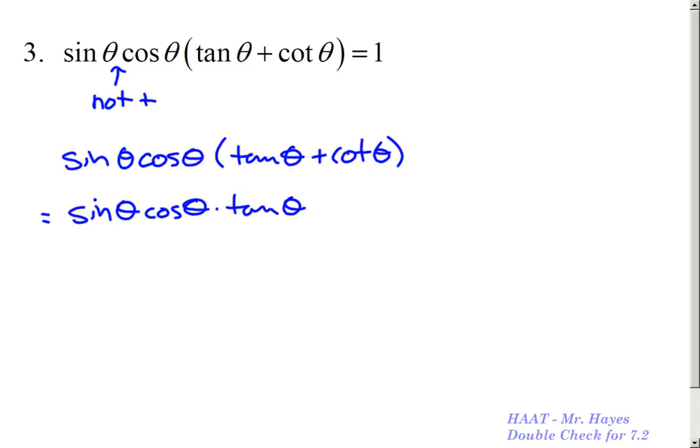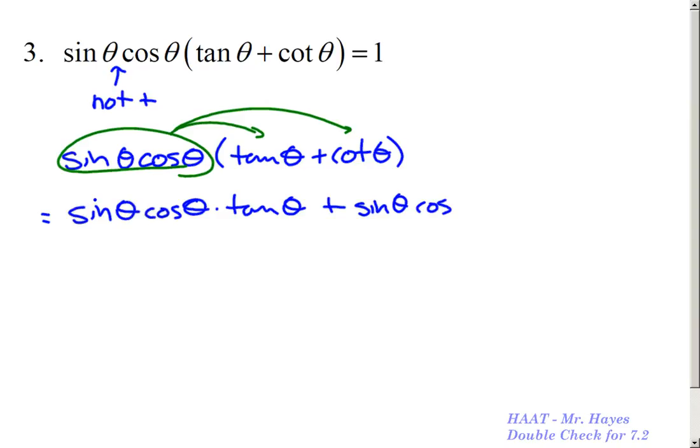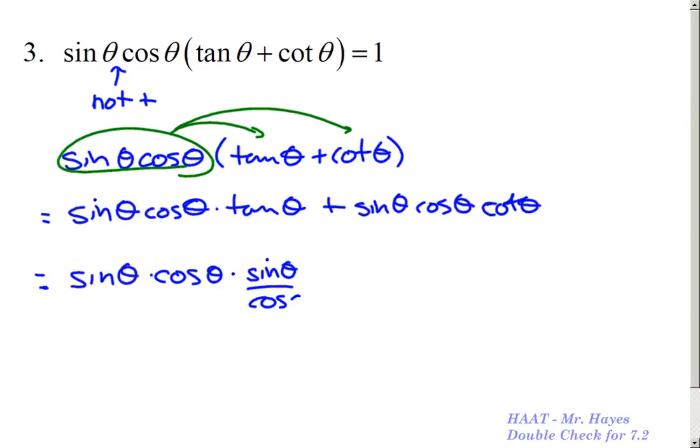So I'm going to distribute, before I forget, this goes to the tangent and to the cotangent. So then you can get sine theta, cosine theta, times cotangent theta. So sine theta times cosine theta times tangent becomes sine over cosine. Cotangent is cosine theta over sine theta, in which case now things divide out.